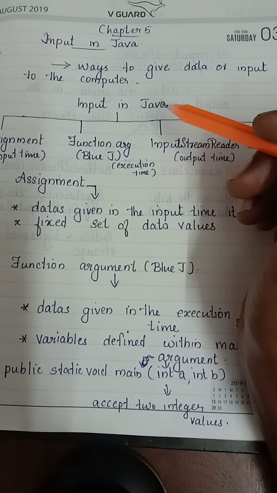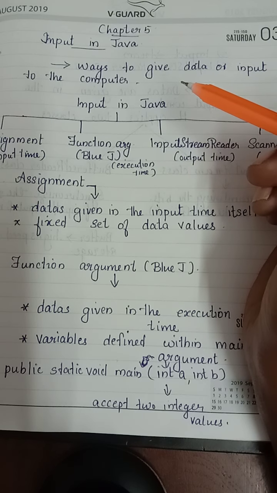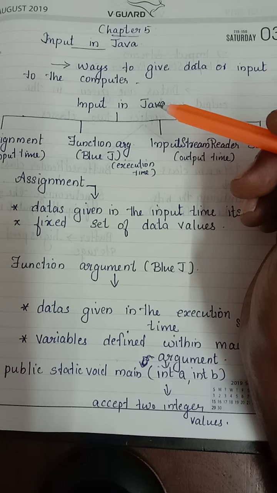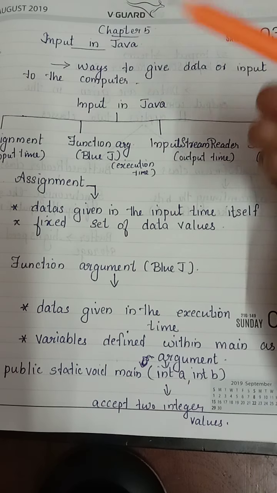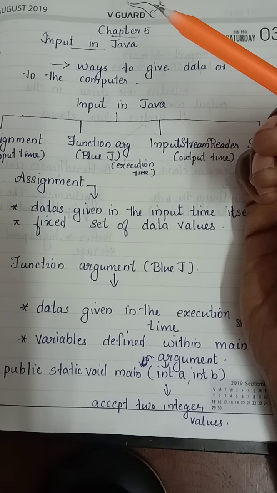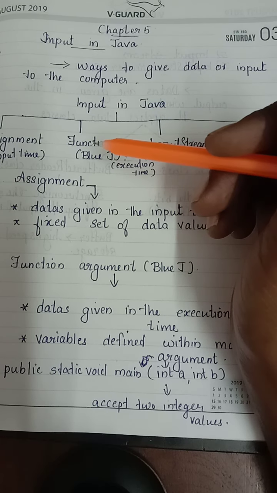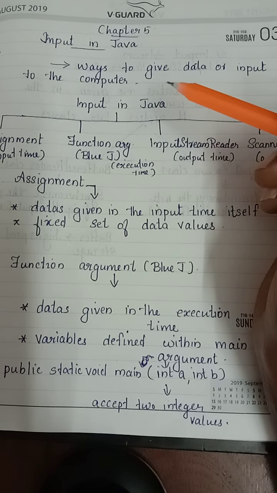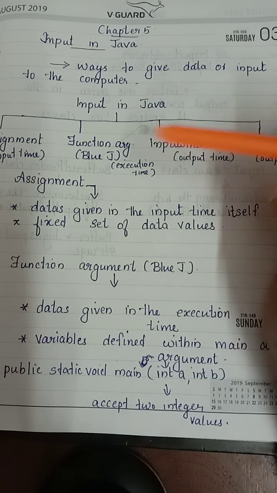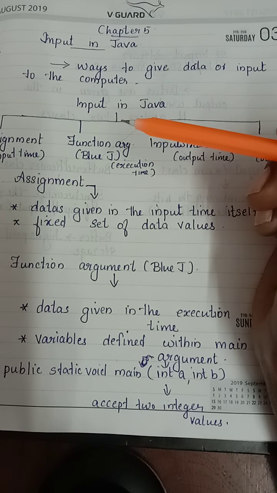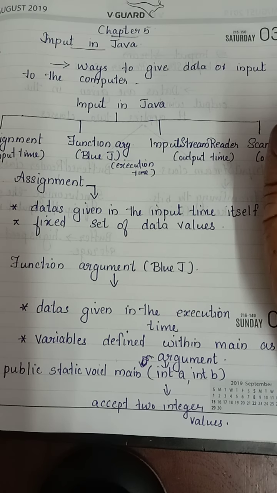In our programming, the initial task is to provide values to the computer. Not only programming, in all computer operations, the first task is to give input to the computer. So now we are going to learn how we can input values to the computer for processing in Java programming language. In this chapter, we want to study how we can give input in Java.